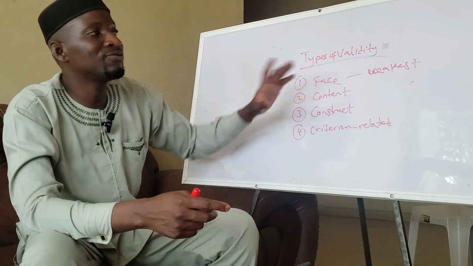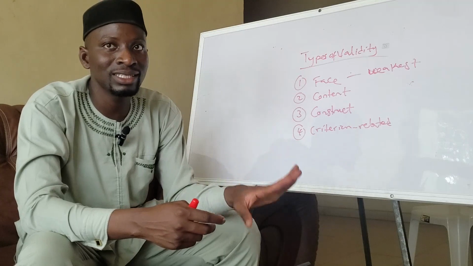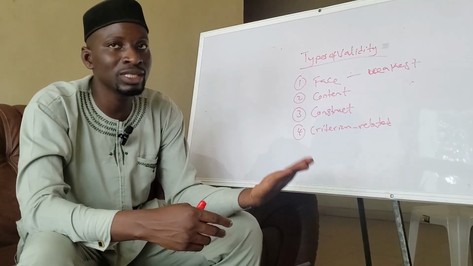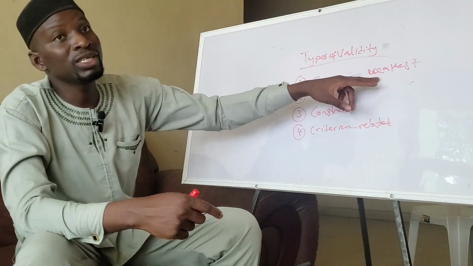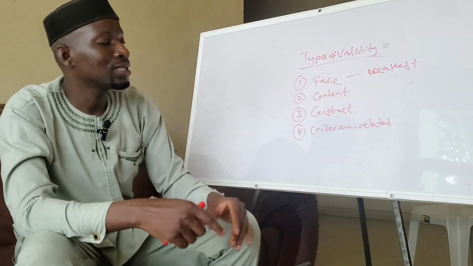Then it will possess face validity, such that when they look at it, even without looking at what is inside, it will make sense to them, and they'll say, oh, this is a good test. But it is the weakest. Even with that, it can affect others, it can translate to others.